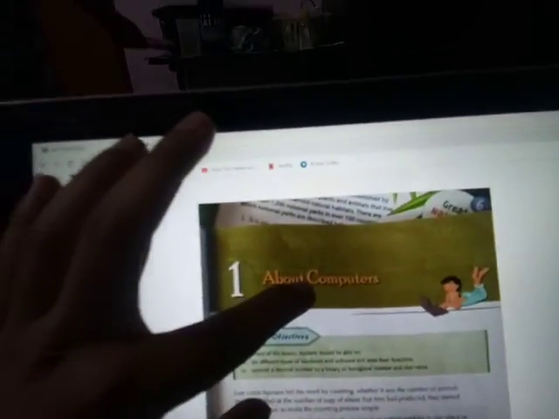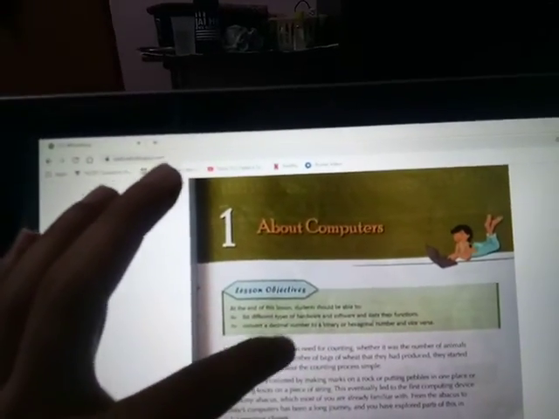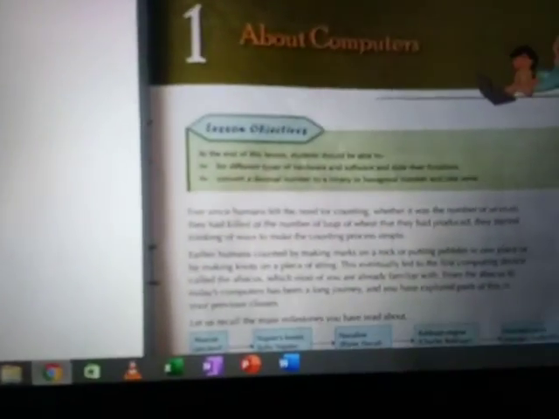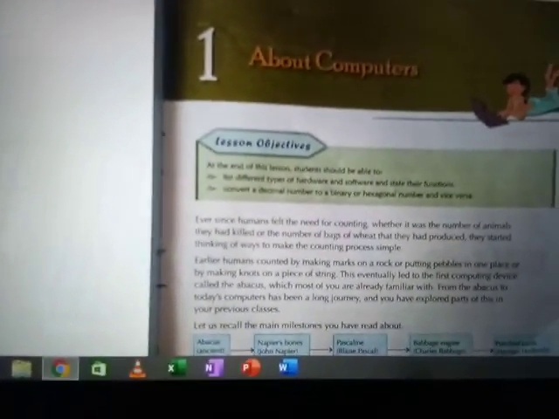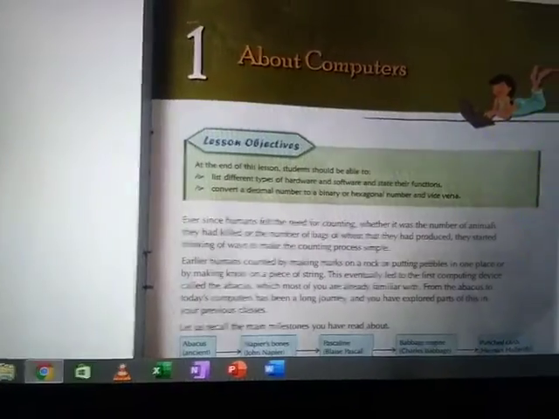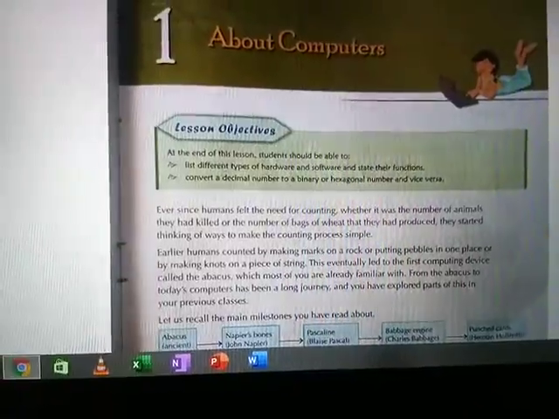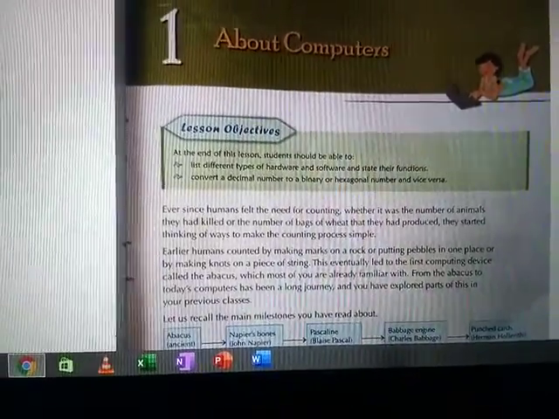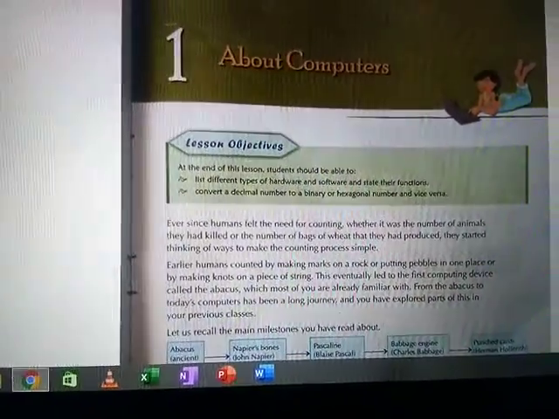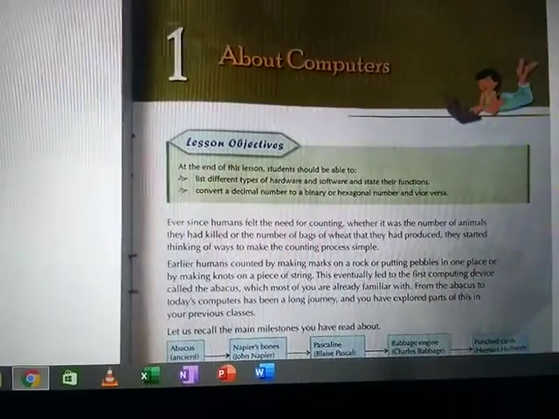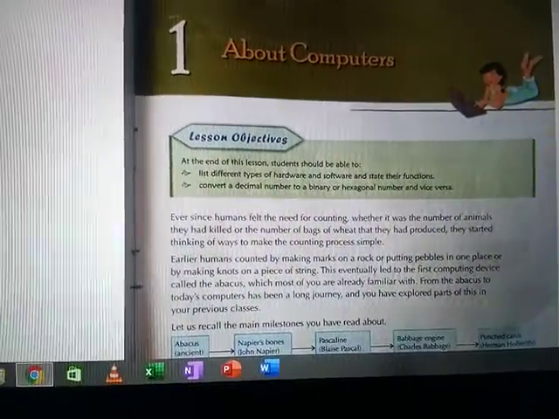Okay, what is the first unit? First unit is about computers. We are going to deal with the first unit. Make sure you have your computer book. If you don't have a computer book, just follow this video. Now let's go into the topic. First unit about computer. We are going to see about computers.